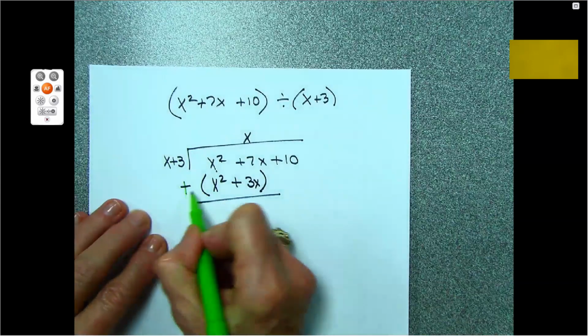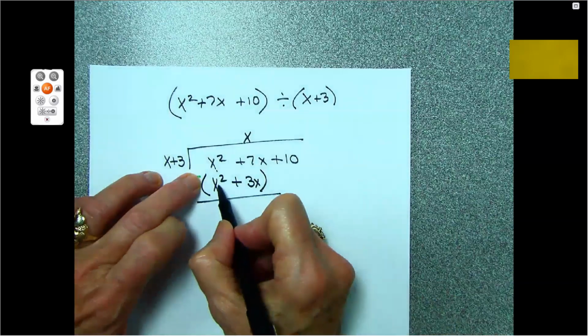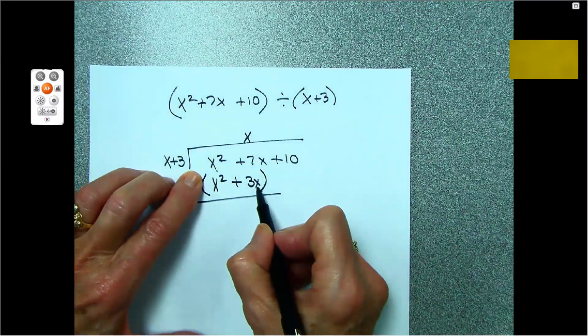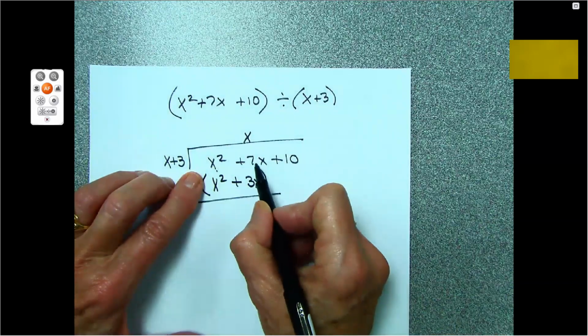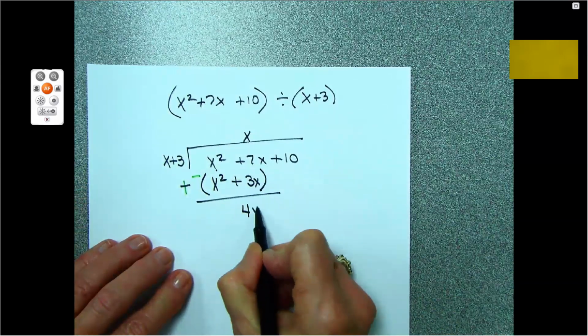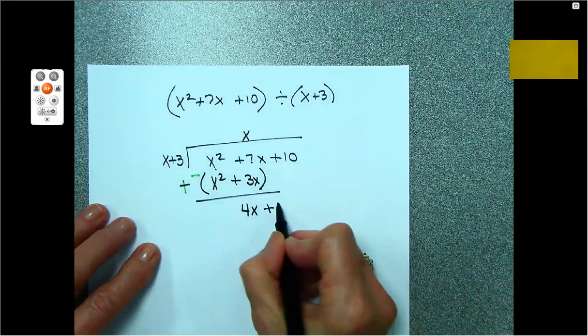We change subtraction to addition and add the opposite. I have an x squared, I need its opposite, plus x squared goes to 0. I have 3x squared, I need its opposite. Negative 3x plus 7x would be a positive 4x. Bring down the next term.